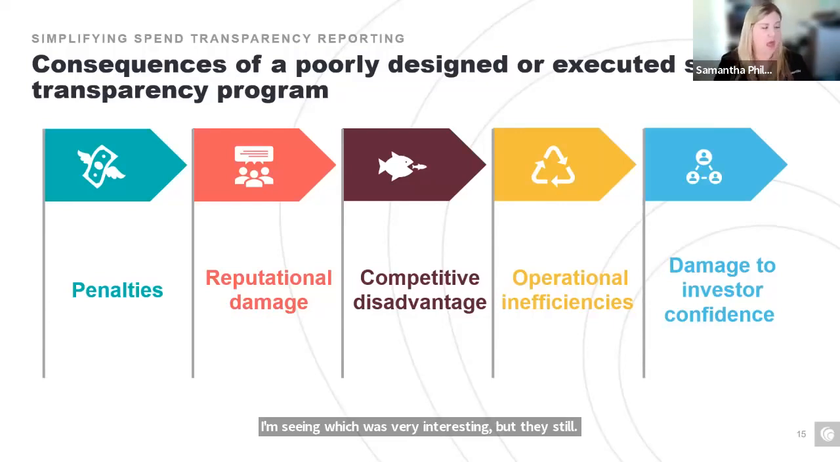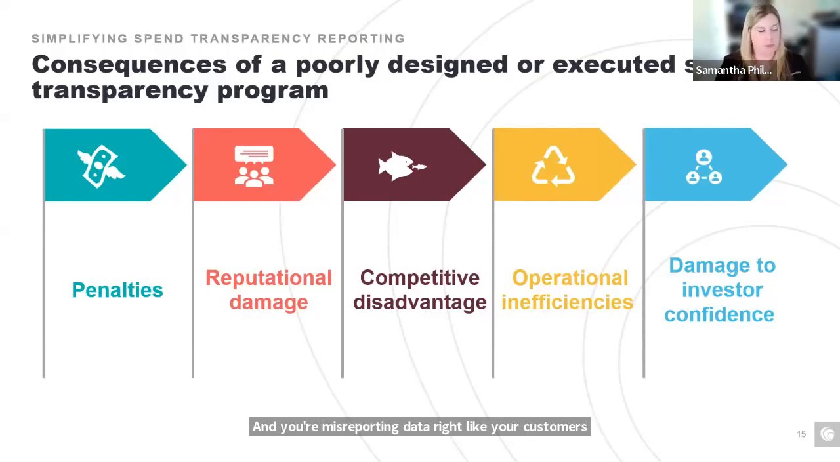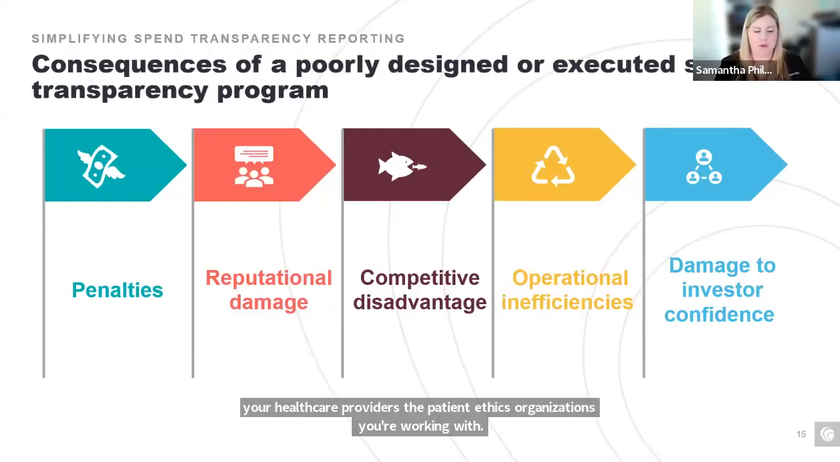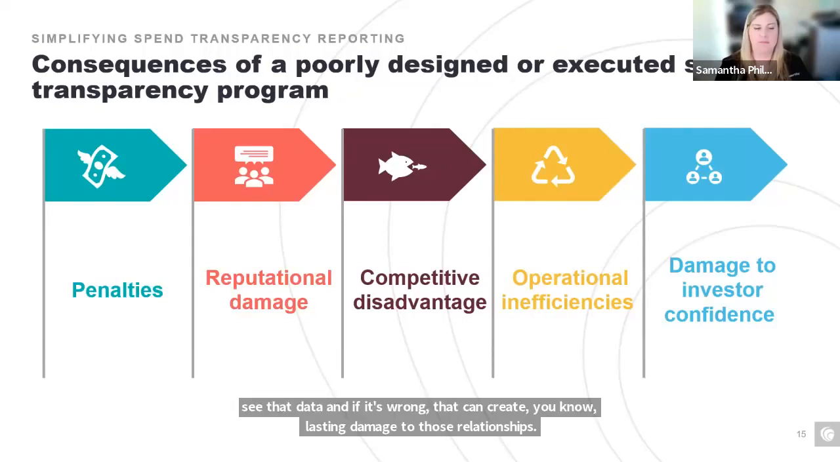There's also a chance for reputational damage. And when I say reputational damage, as compliance and finance people who run spend, we all know that this is public data that everybody can see. But if you don't feel good about your spend program, you don't have strong controls in place, and you're misreporting data, your customers, your healthcare providers, and the patient advocacy organizations you're working with all see that data. And if it's wrong, that can create lasting damage to those relationships. So I think that does tend to resonate with business around why spend is important.